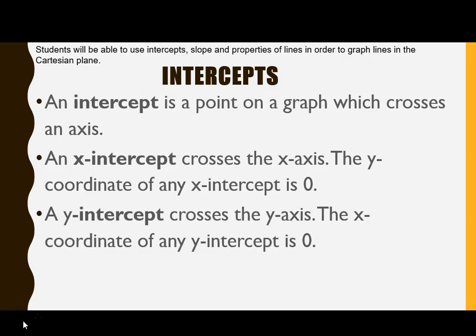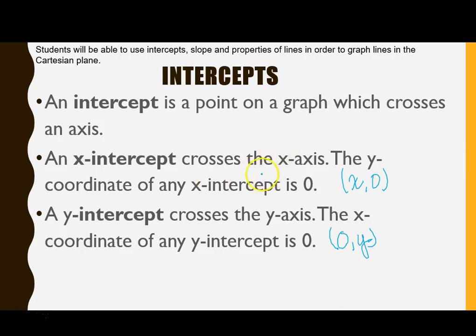The y-coordinate of an x-intercept is 0, so the ordered pair is (x, 0). The y-intercept is when x is 0, so it's (0, y). So you want to remember that when you're doing this.